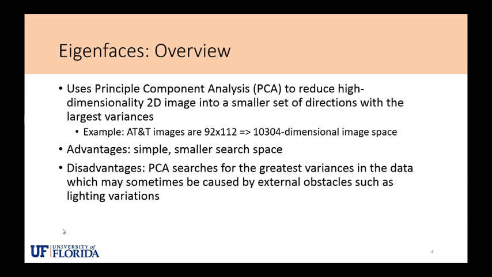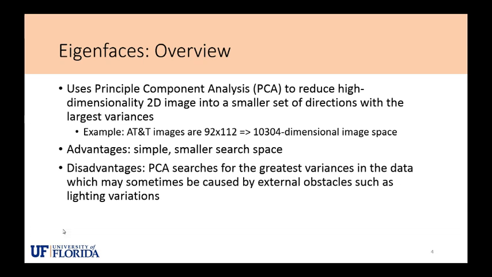A good example of how this would work is if you have a single image from the AT&T database, it would be 92 by 112 pixels. You can see this is over 10,000 different dimensions for the image space. And so PCA will look at this and it will determine what the principal components are, the components with the largest variance. We'll choose a small subset, maybe 300 or so. And so the advantages are that it converts it to a smaller search space, and this makes it very simple and quick to compare against.